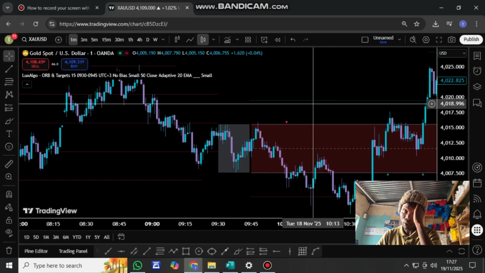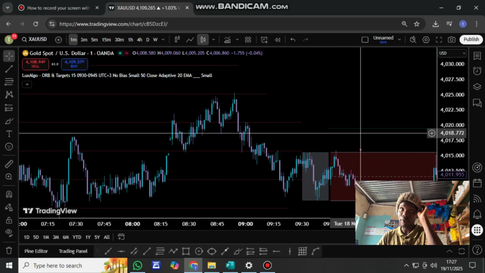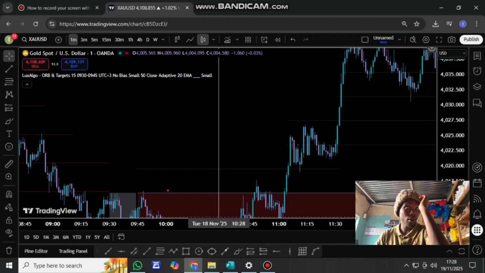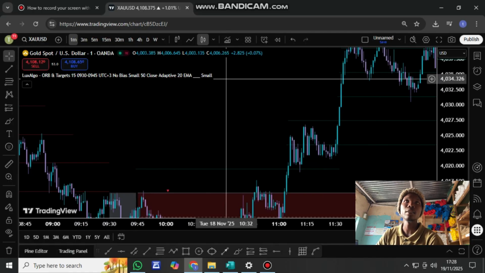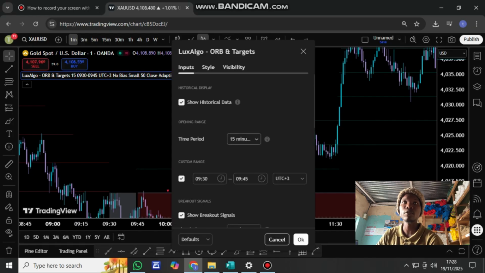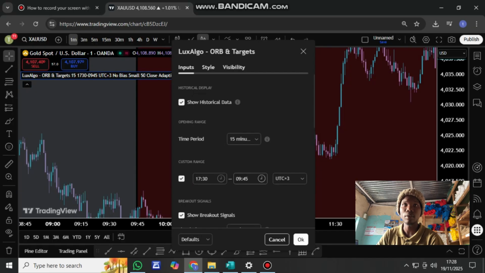So quickly I'll show you how this thing goes. In the chart you can see this is the range. You'll go to the indicators tab and search for the opening range with breakouts and targets by Lux Algo, okay? In the settings area, make sure you put 15 minutes and make sure the time is your local time. Mine is UTC+3. In my area, markets open at 17:30, okay? And my 15-minute range usually ends at around 17:45, basically 15 minutes from open, okay?